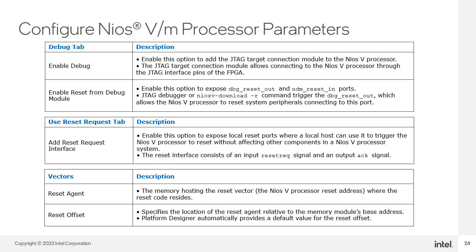Reset agent. You can select any memory module connected to the Nios V processor instruction master and supported by a Nios V processor boot flow as the reset agent. Reset offset. As shared in the slide, Platform Designer automatically provides a default value for the reset offset.